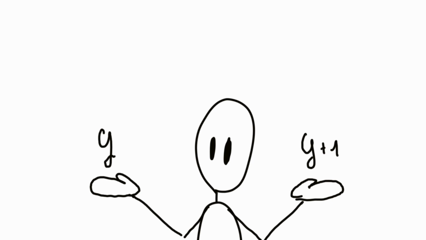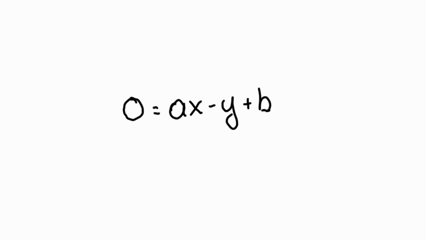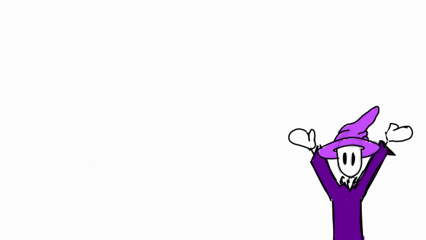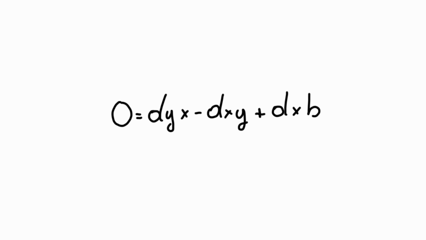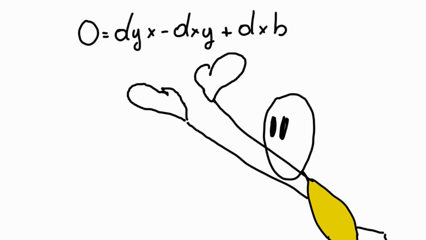To determine this, we take a decision variable, d. Now we have our function, y is ax plus b. When we put this in another way, we can make 0 is ax minus y plus b. And since a is dy over dx, we can use math. Yes, we can use math, because we can use math to become 0 is dy x minus dx y plus dx b. And dy and dx and b are variables we can calculate beforehand. So we have a function that is 0 for every point on the line. We can use this formula in our algorithm.